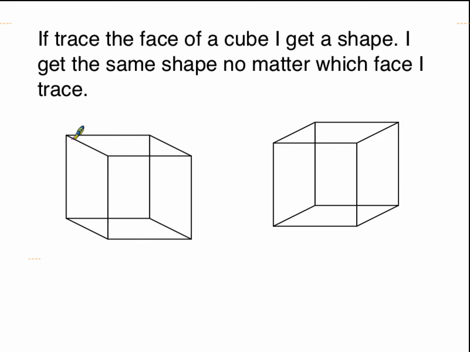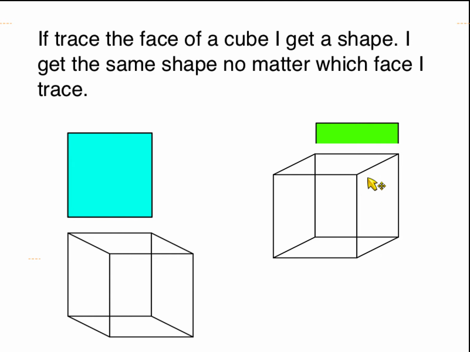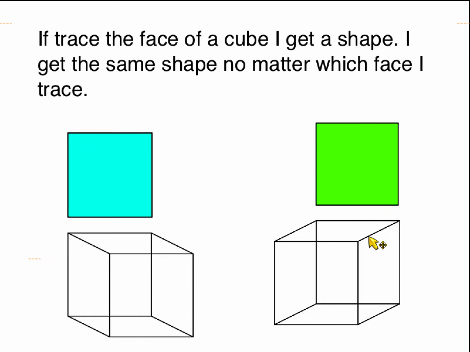So if I stuck this cube to the wall and I traced it, I'm going to get a shape. And I sure hope you could see, if I traced these edges, you would know that I would get a square. And if I flipped the cube and traced it again, I will still get a square. No matter which way I turn the cube, I'm going to get a square. Super duper important. Every face on a cube is a square.